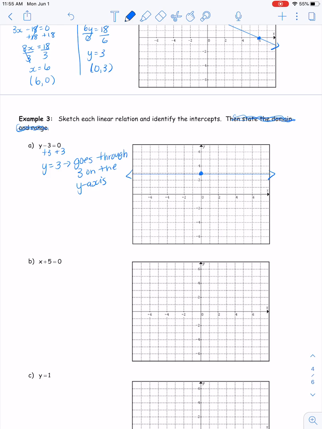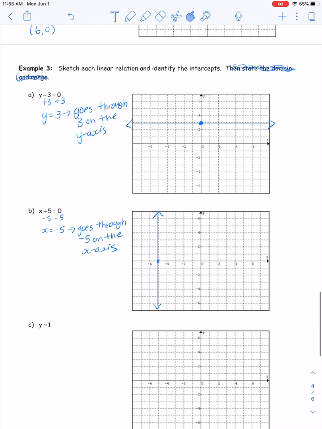This one here, x plus 5 equals 0. Again, we're going to subtract 5 from both sides. So it looks like this, x equals -5. Now again, remind yourself, this goes through -5 on the x-axis. It's the only point it touches on the x-axis is -5. So find -5 on the x-axis. There we go.